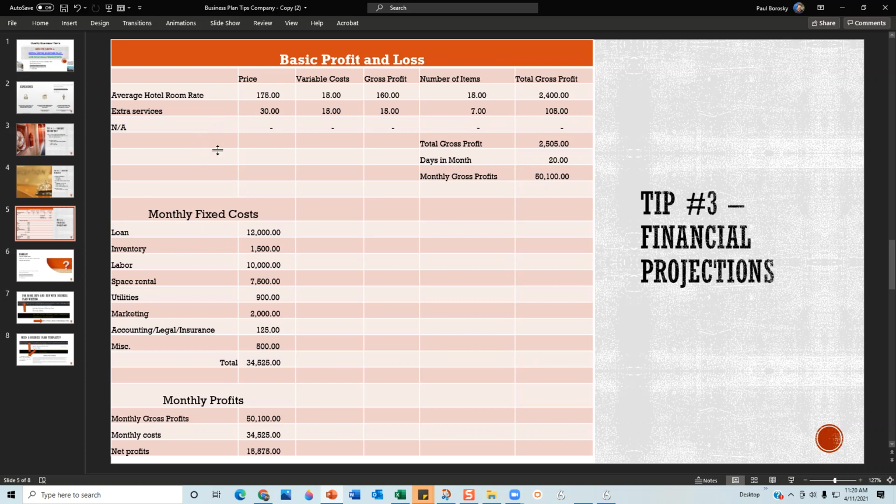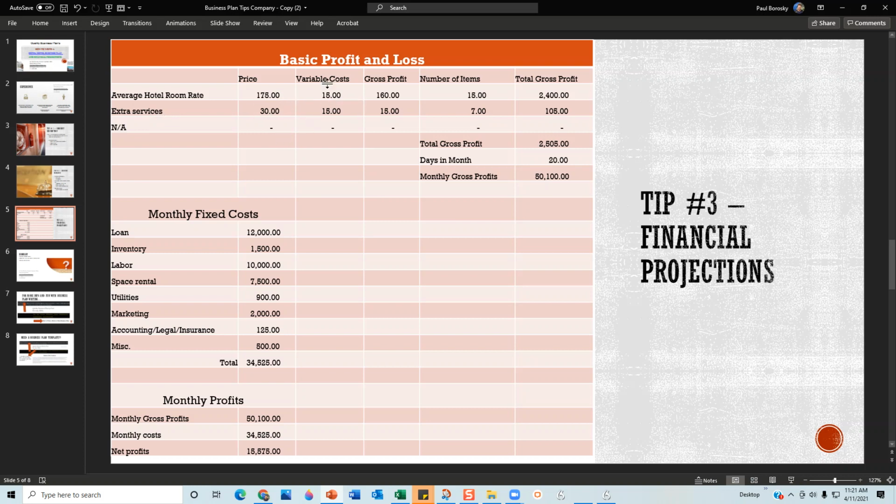In this financial projection, what I've done is I've broken it up into two revenue sources. The first one is going to be the average hotel rate, and in this example, it's going to be $175. And then the next one is going to be extra services. Extra services could be valet parking. It could be towel service. It could be room service. It could be a gift shop, what have you. Whatever the extra service is, go ahead and put it right there.